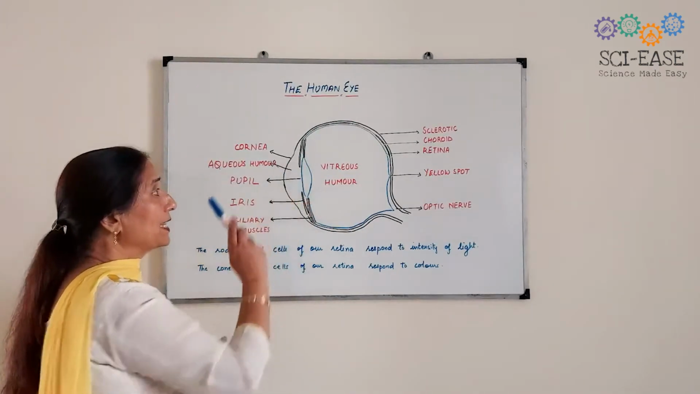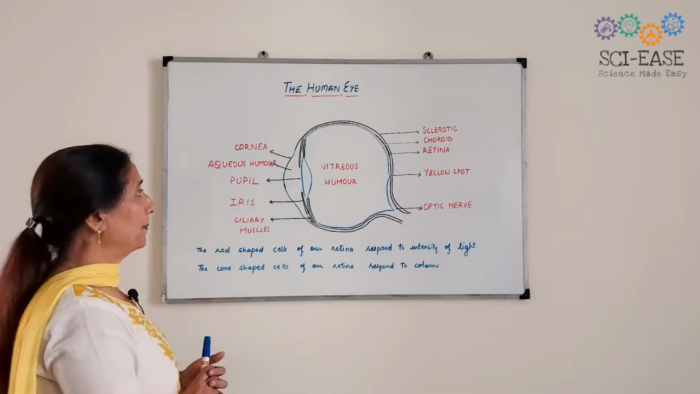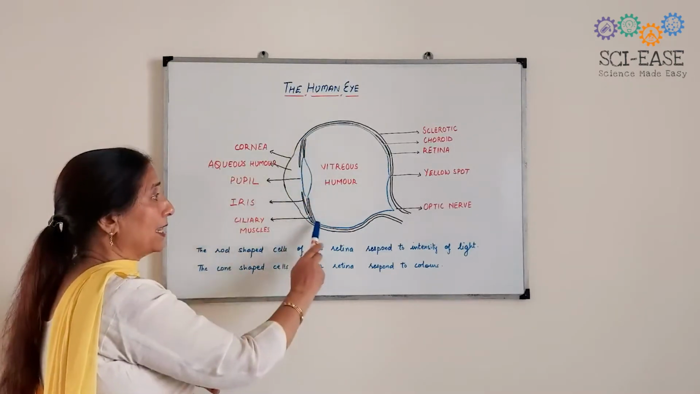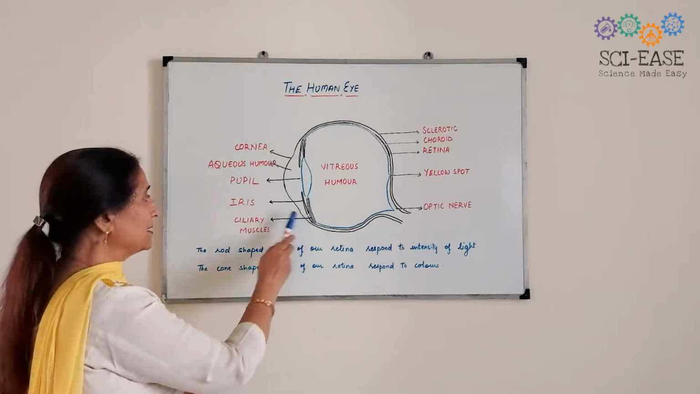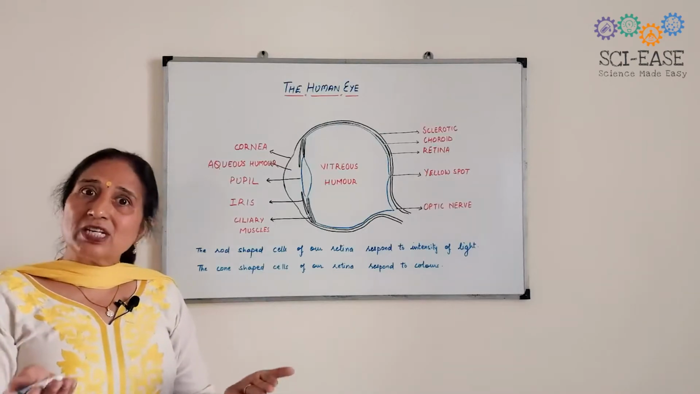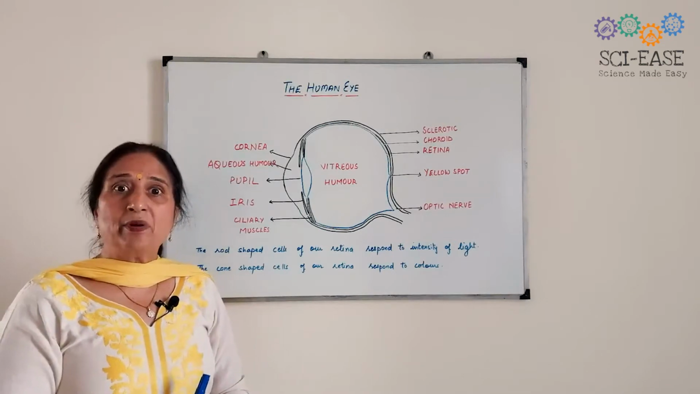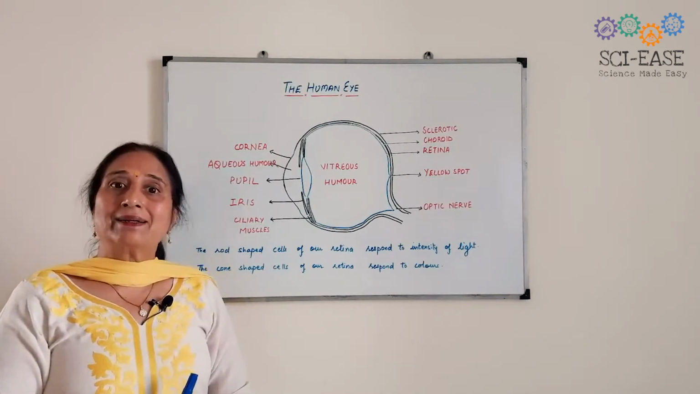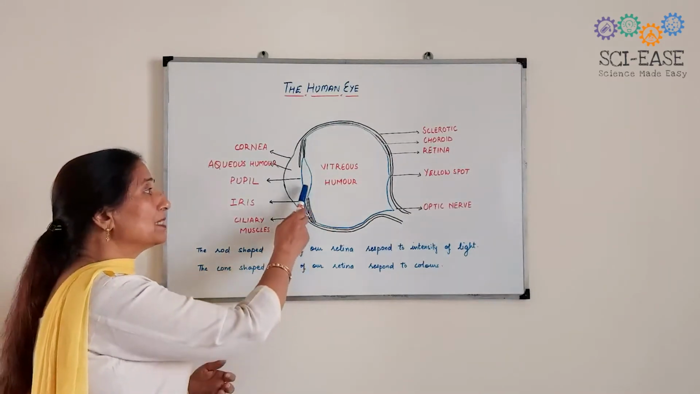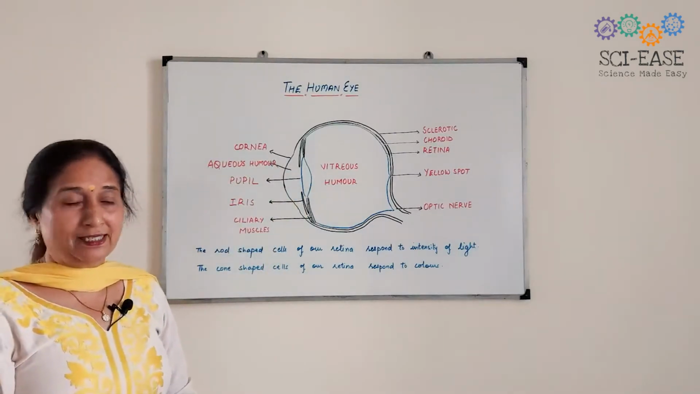Now there is a crystalline lens in the eye. It's a convex lens, and it is held by ciliary muscles. These are the ciliary muscles. Our eye acts just like a camera. In case of a camera, the focal length is fixed. But in case of the eye, these ciliary muscles can change the focal length of the lens.